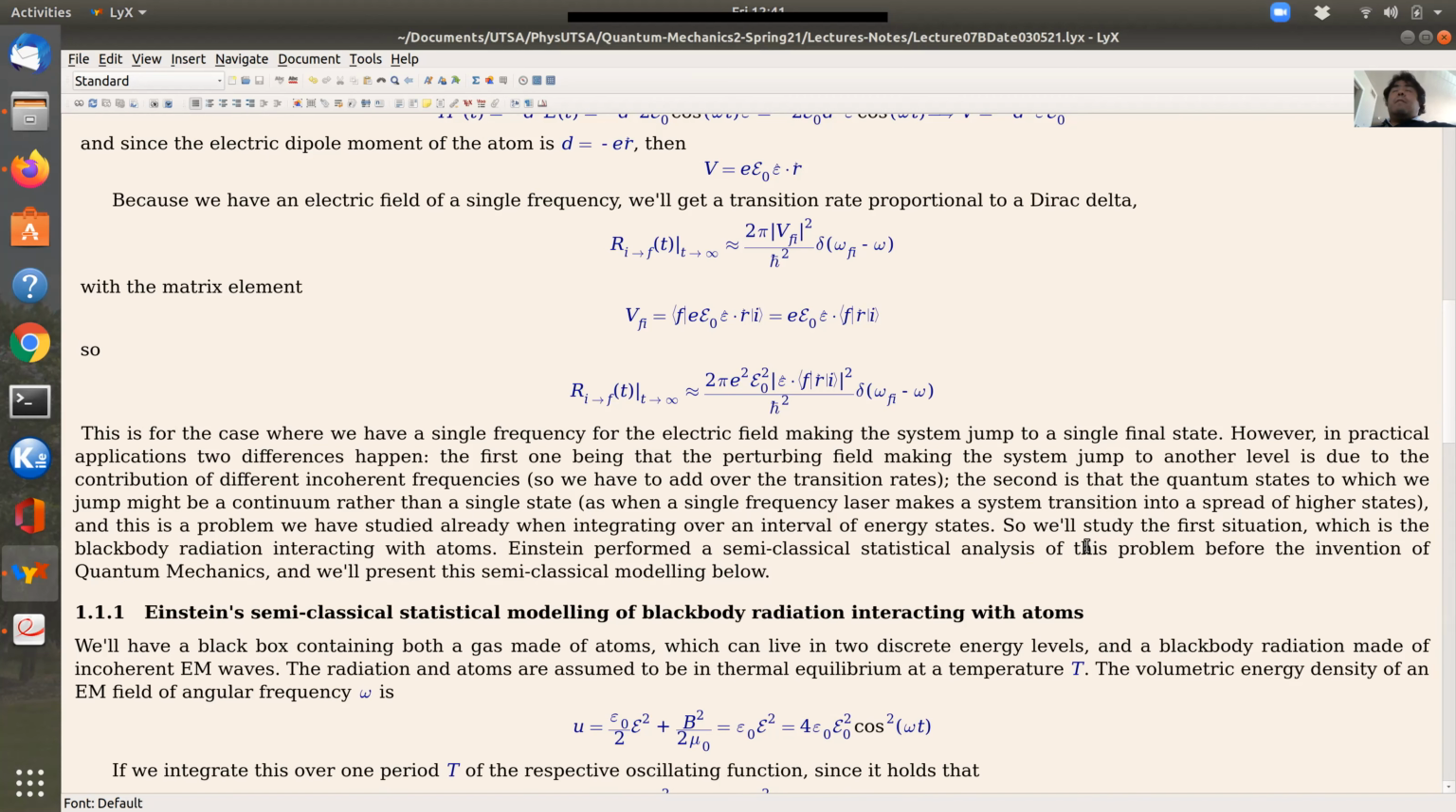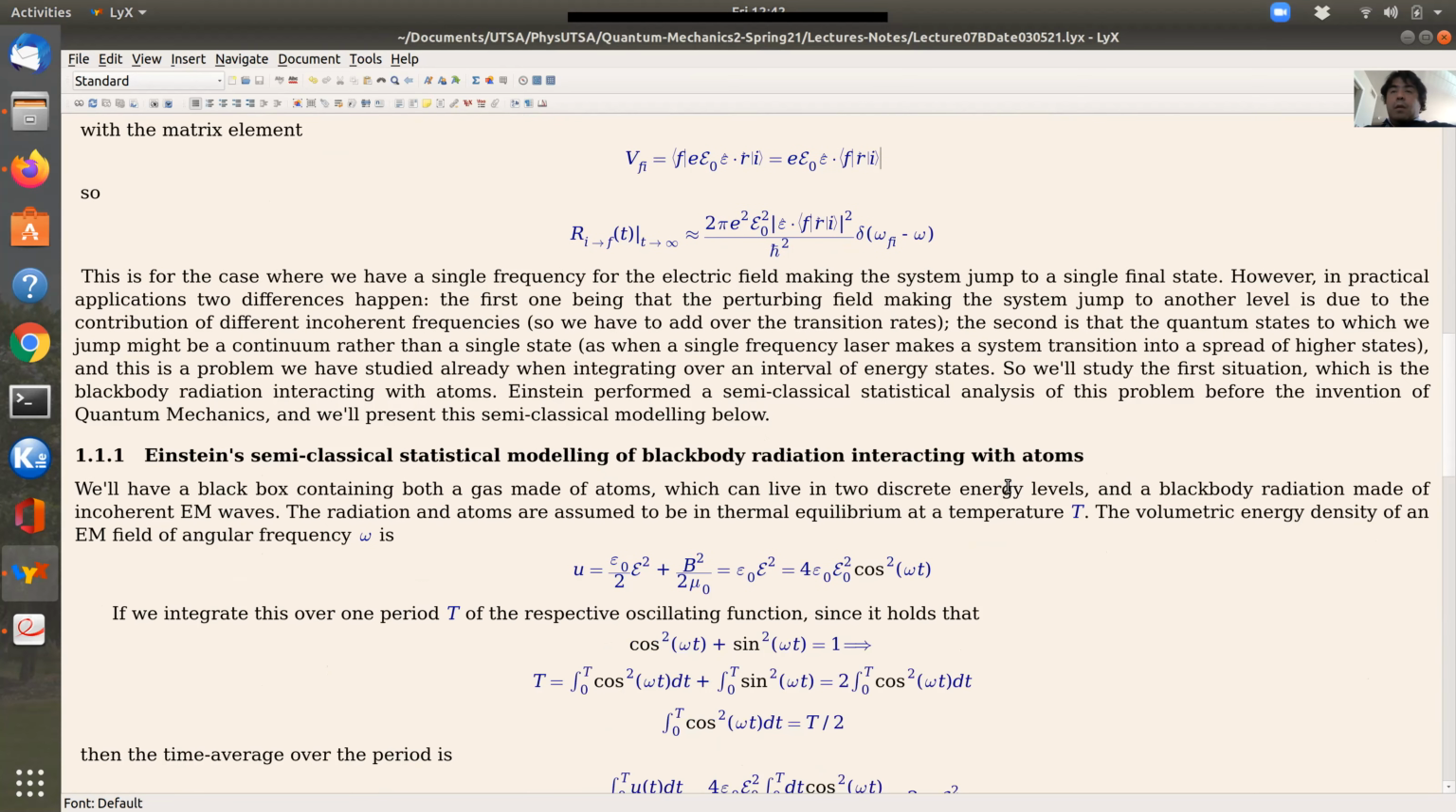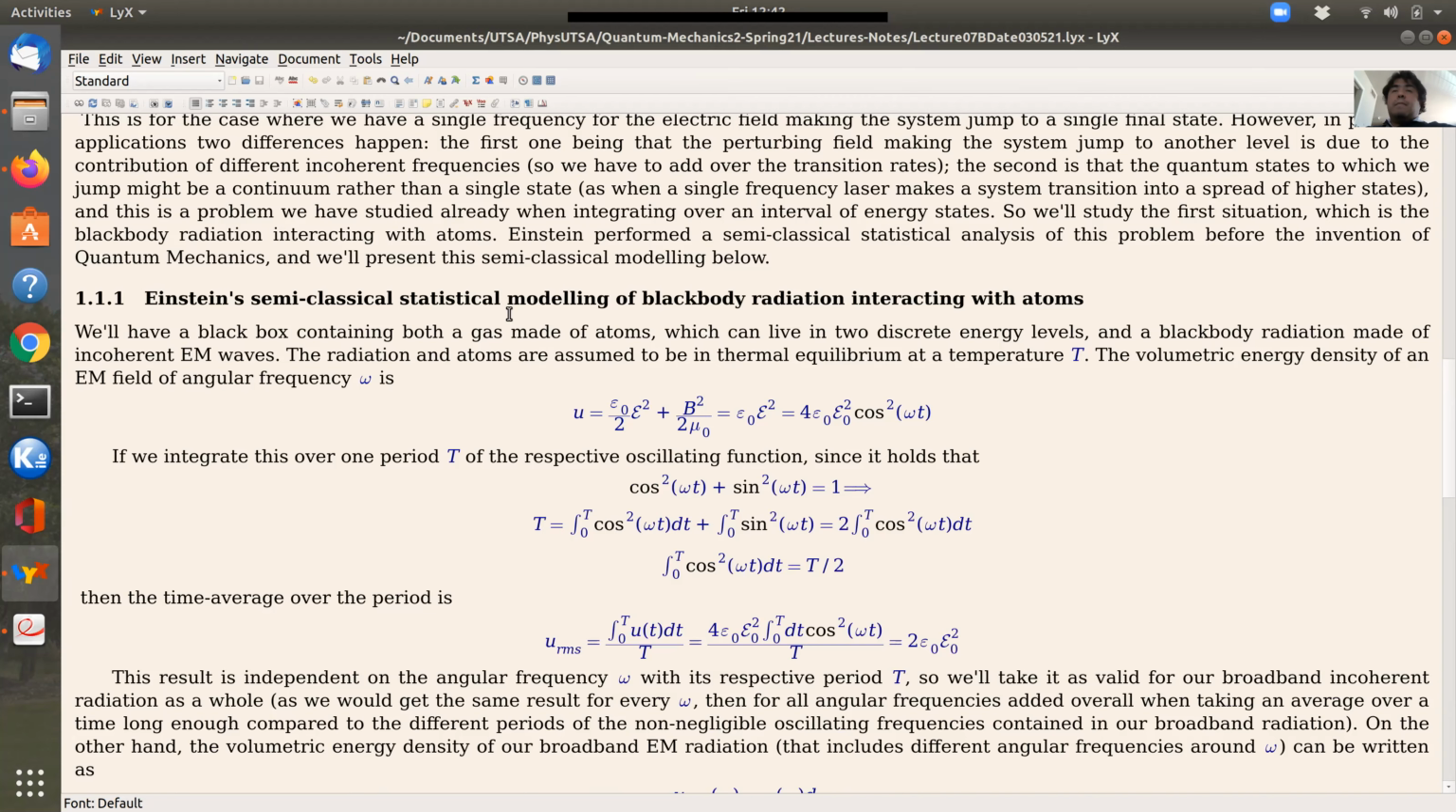And so up to some point, the following study that we'll present has a lot of elements of basically classical statistical physics. And I'll make comments on when we're using these classical approximations and where we are using, say, Planck's black body formula. So again, we'll go over this analysis of Einstein of black body radiation interacting with atoms. The assumption in this setting is that we have a black box that contains a gas made of atoms. The assumption is that they can live only in two discrete energy levels. And then we have also black body radiation inside, which are just incoherent electromagnetic waves moving around this black box. So the radiation and the atoms are assumed to be in thermal equilibrium at temperature T.